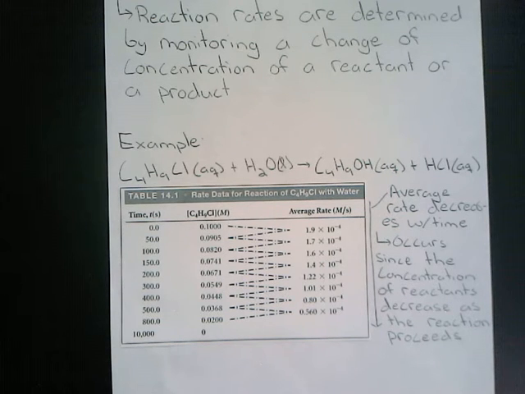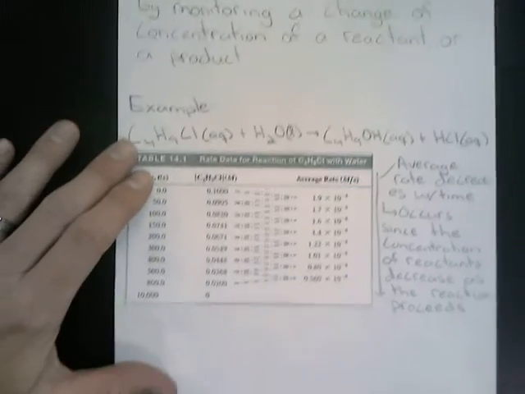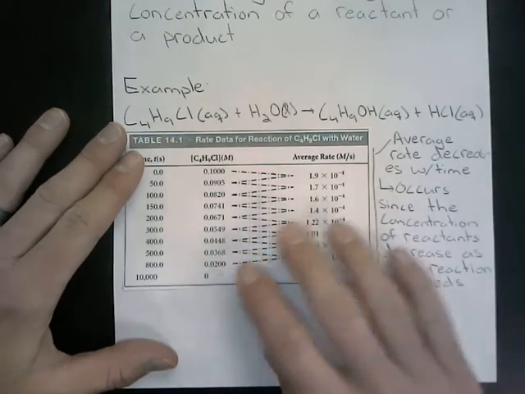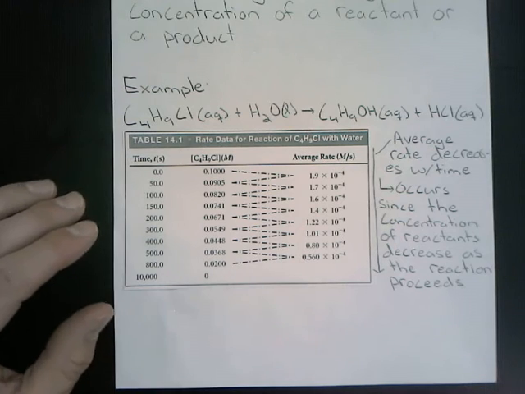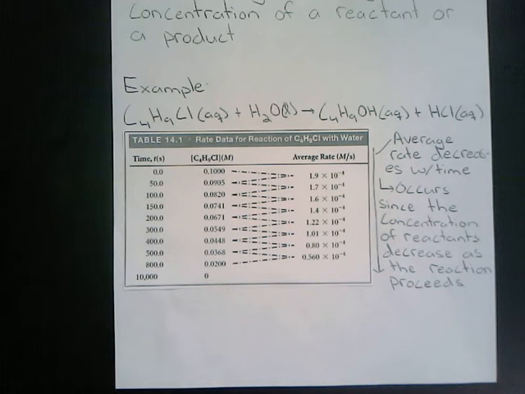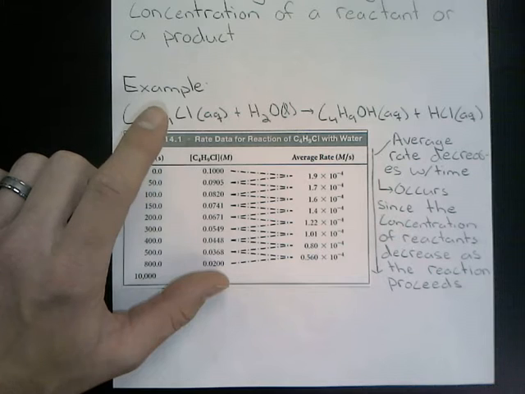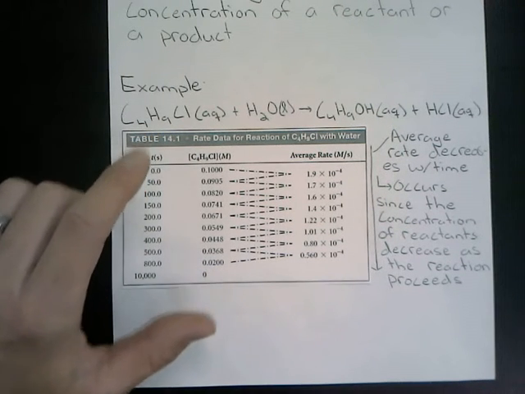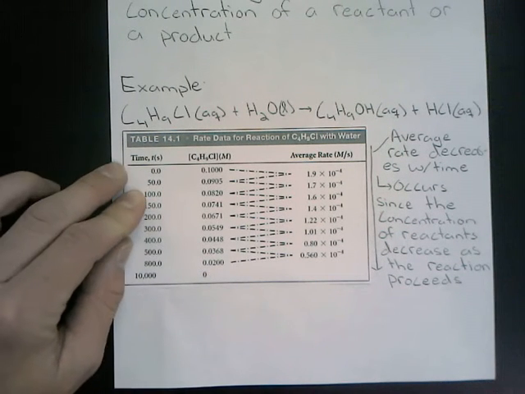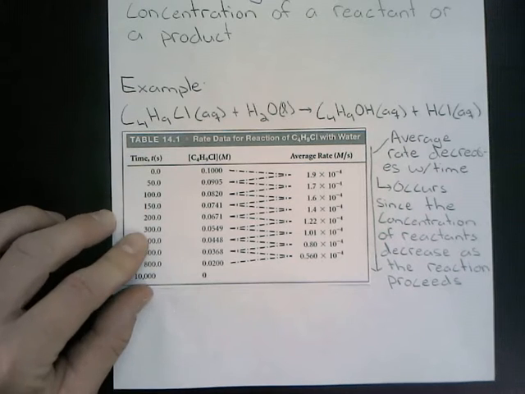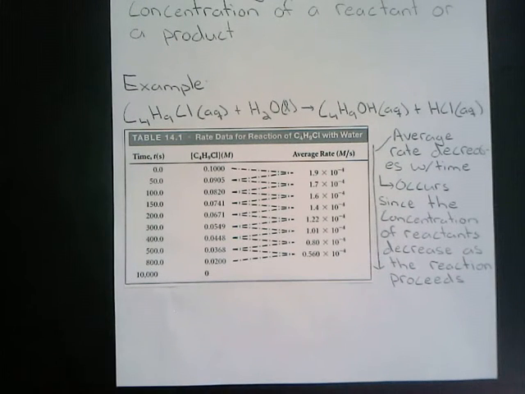All right, so let's put everything together that we've learned thus far. We're going to use this lab data, and the question I'm going to ask is this: what is the average rate of disappearance of our chlorobutane from time at 50 seconds to time at 200 seconds? So I'm going to take a minute to write that question down.